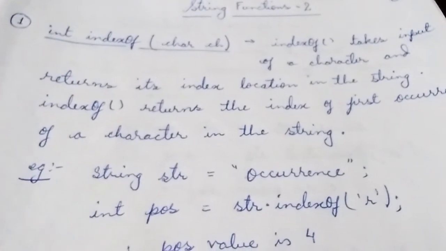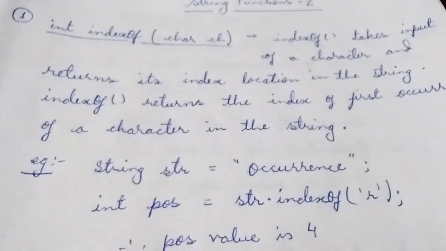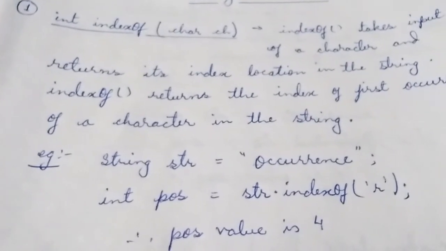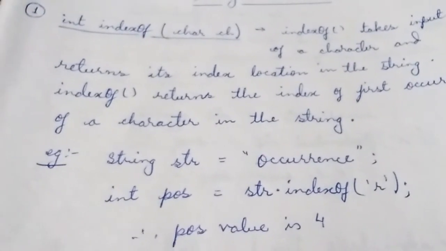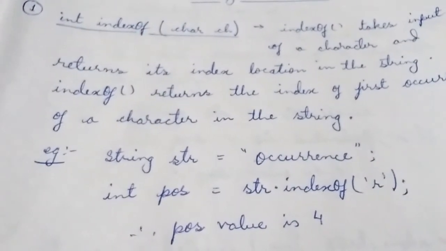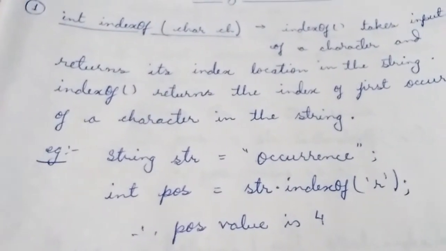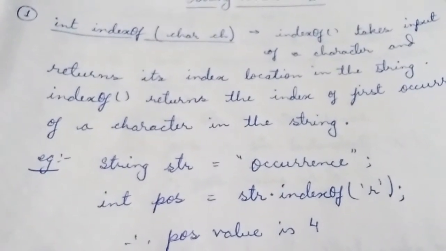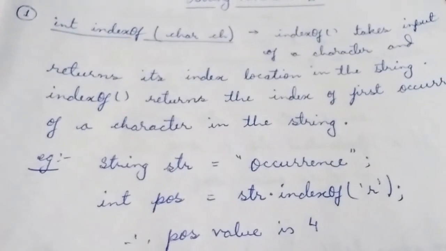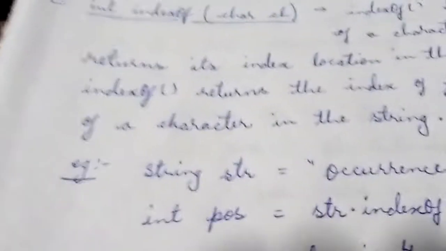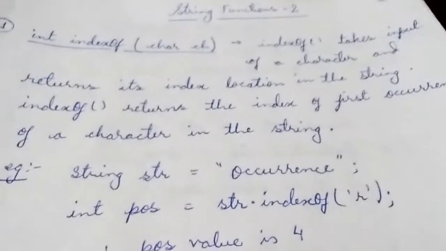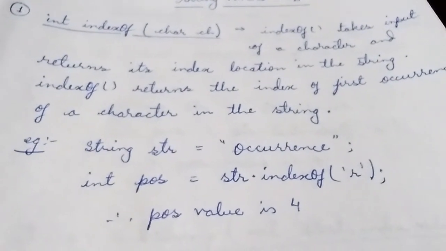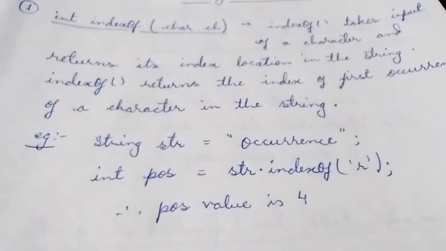In charAt we used to pass the index location, the integer value, and it returns the character from that particular index location. Here we pass the character and we extract its index location where it is present in the string. So we will see here that indexOf returns the index of the first occurrence of the character in the string. This is very important to understand.